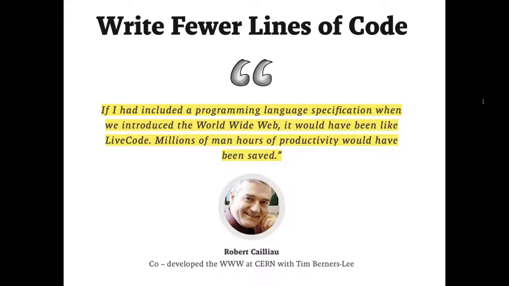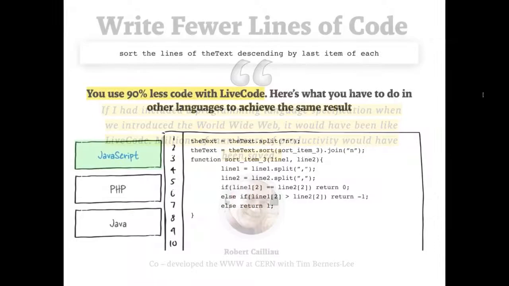This is a quote up on our website, which I really like. It's from Robert Cailliau, who co-developed the World Wide Web at CERN. And he said, if I had included a programming language specification when we introduced the World Wide Web, it would have been like LiveCode. Millions of man-hours of productivity would have been saved. In fact, he told me that this was one of his only regrets at CERN, that he hadn't specified a language when he had the opportunity to do that, and we got JavaScript. Quite a good regret to have, I think.